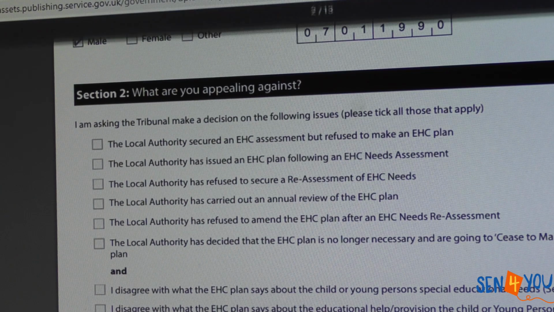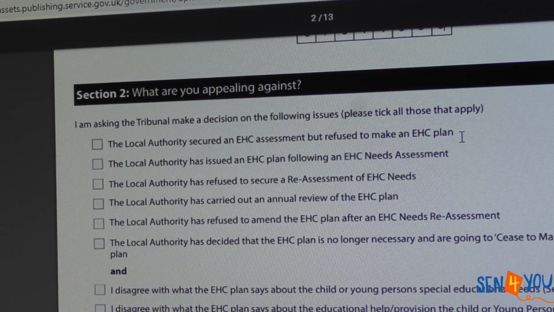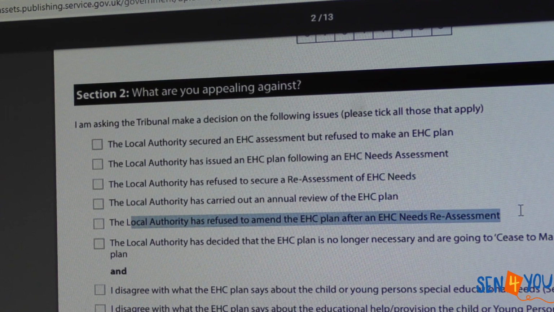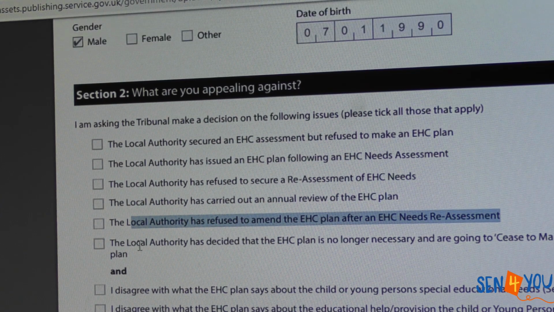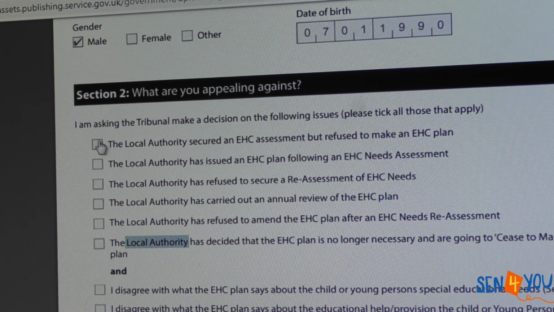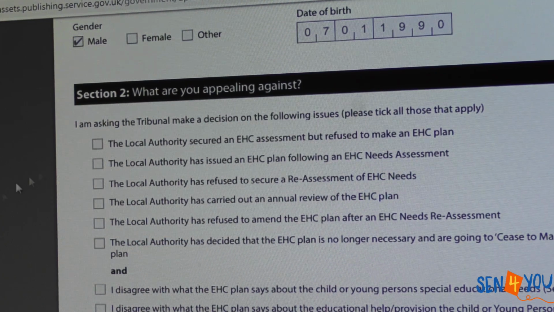So the first one, the local authority secured an assessment but refused to make an EHC plan. The local authority has issued an EHC plan following an EHC needs assessment. The local authority has refused to secure a reassessment of needs. The local authority has carried out an annual review. The local authority has refused to amend the EHC plan after a reassessment. The local authority has decided to cease. So you always fill in one of these 6 boxes here, and then at that point you have a choice of these 3 boxes or this singular box. So let's see how that might play out in practice.